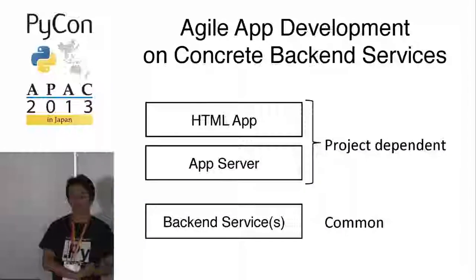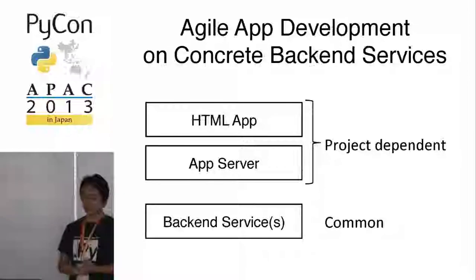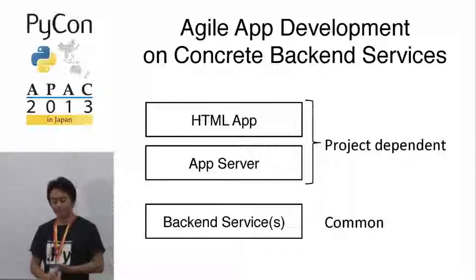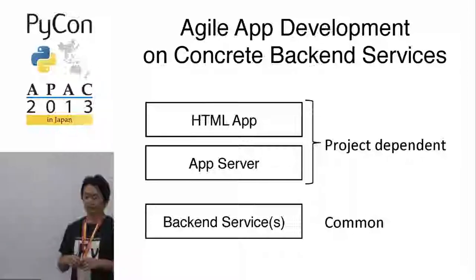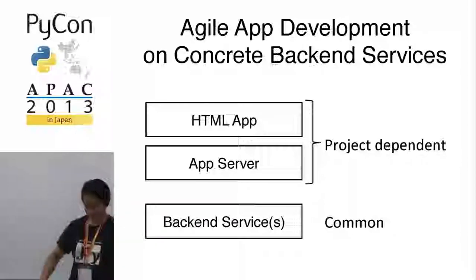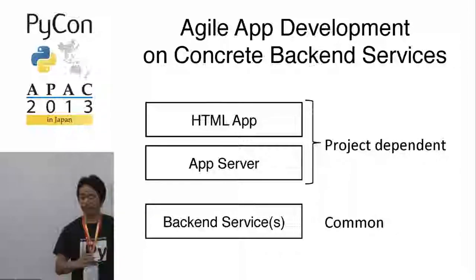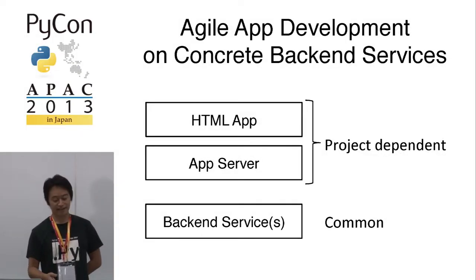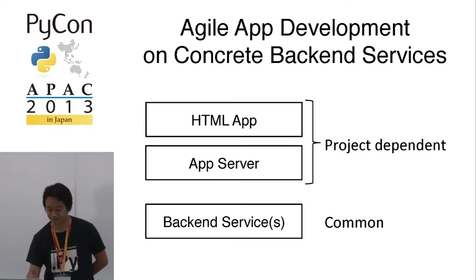That's one example, and we are developing similar but different applications every day. Currently, our service architecture looks like this. We have a common backend service as a platform on the bottom, and we built an application server on top of that, and then we put an HTML application on top of that. This way, the project-dependent part is developed in an agile and flexible style, while backend services are concrete and we do not change them much in a short time.